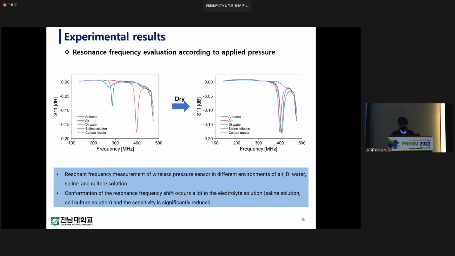To evaluate the characteristics of the sensor to be used in the in vivo environment, the resonance frequency was measured in the environment of air, DI water, saline solution, and culture media. The resonance frequency shift appeared differently according to environmental change. However, if the environmental variable is removed, the resonance frequency of the sensor returns to its initial state. It can be said that the dielectric constant of the solution affected the sensor.